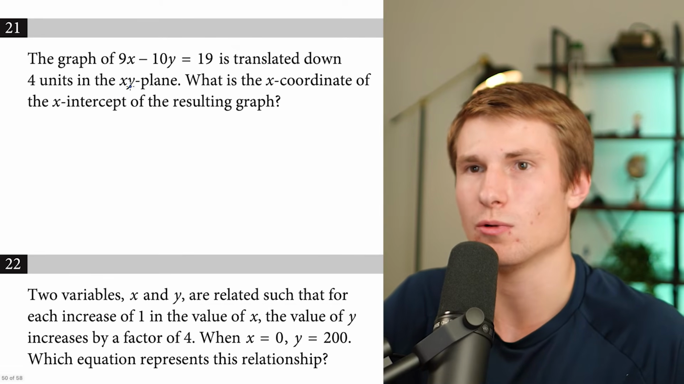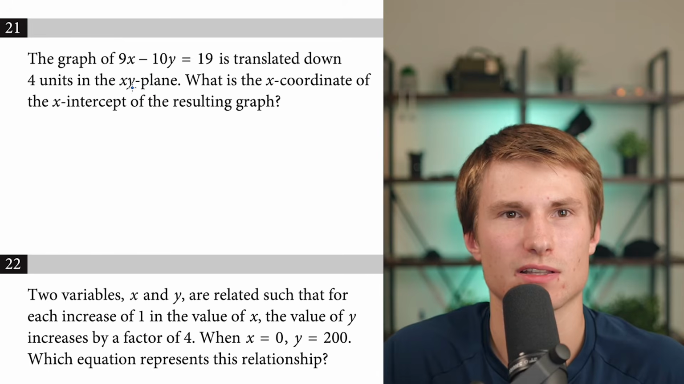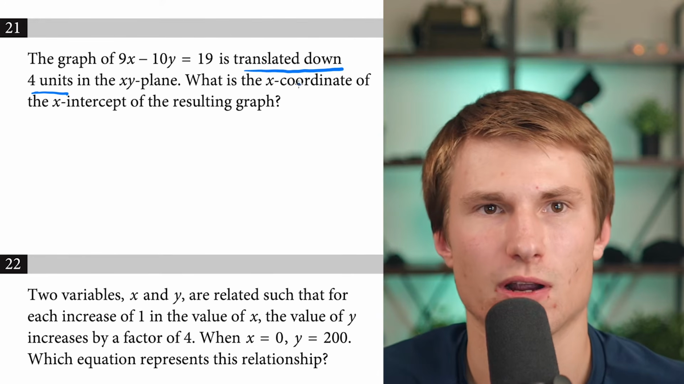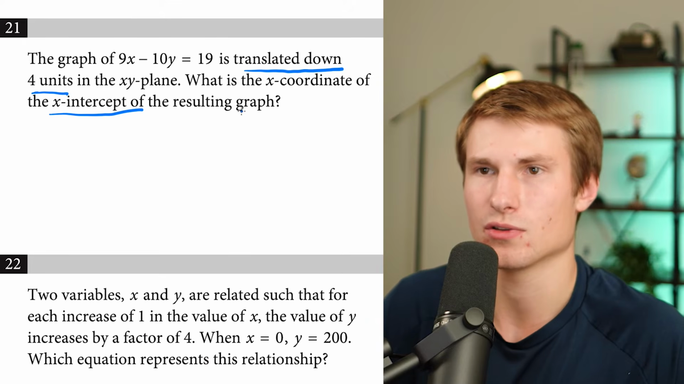Here's question number 21. The graph of 9x minus 10y is 19. It's translated down 4 units. Okay, so translations, whether it's down, up, left, right, always pay really close attention. What's the x coordinate of the x-intercept of the resulting graph?